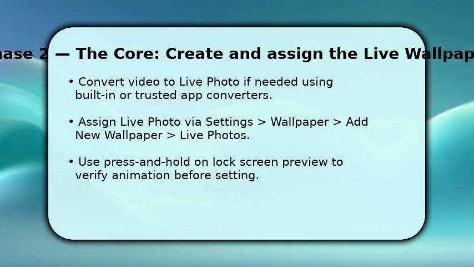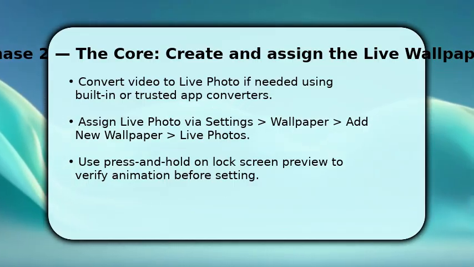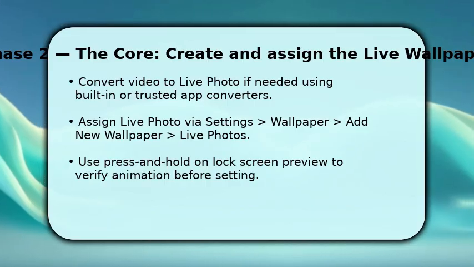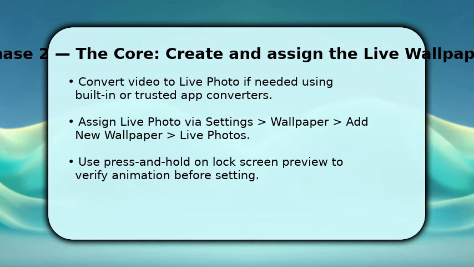Then open Settings, Wallpaper, add new wallpaper, choose Live Photos, pick the file, position and scale it, and select Set for lock screen. Finally, press and hold the lock screen preview to confirm the motion plays. This proves it's configured properly.